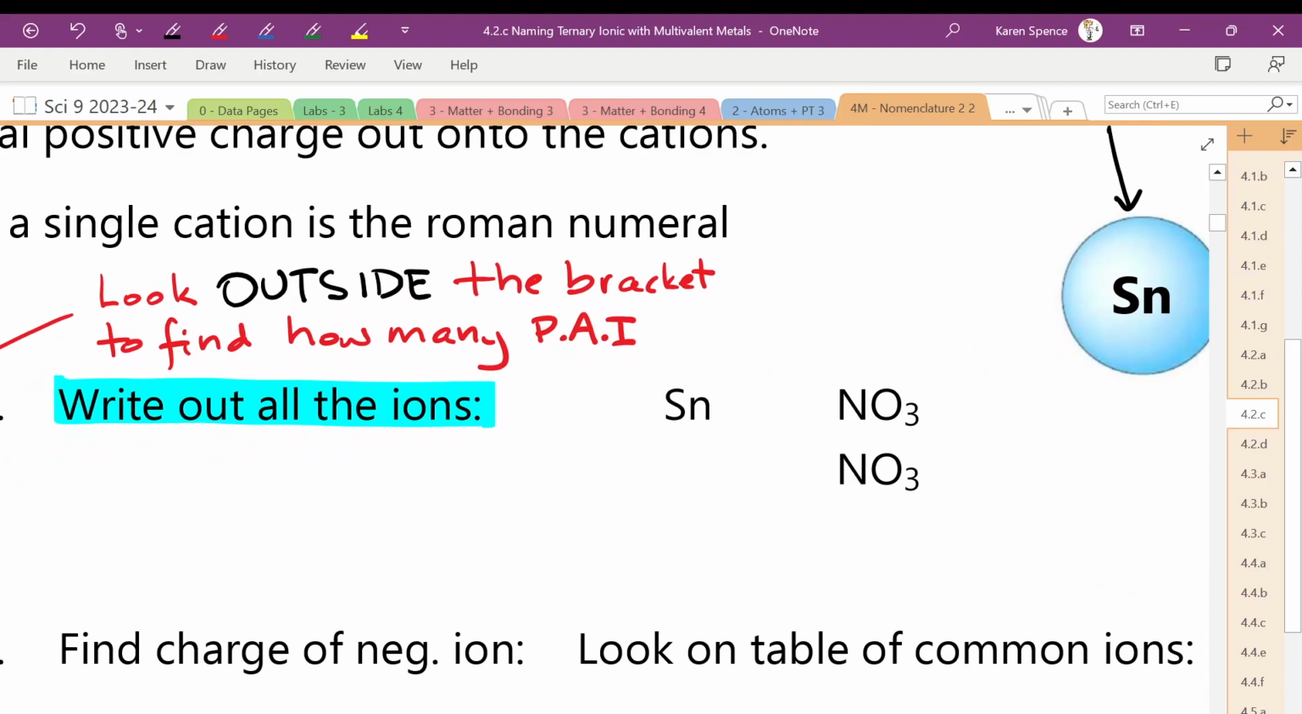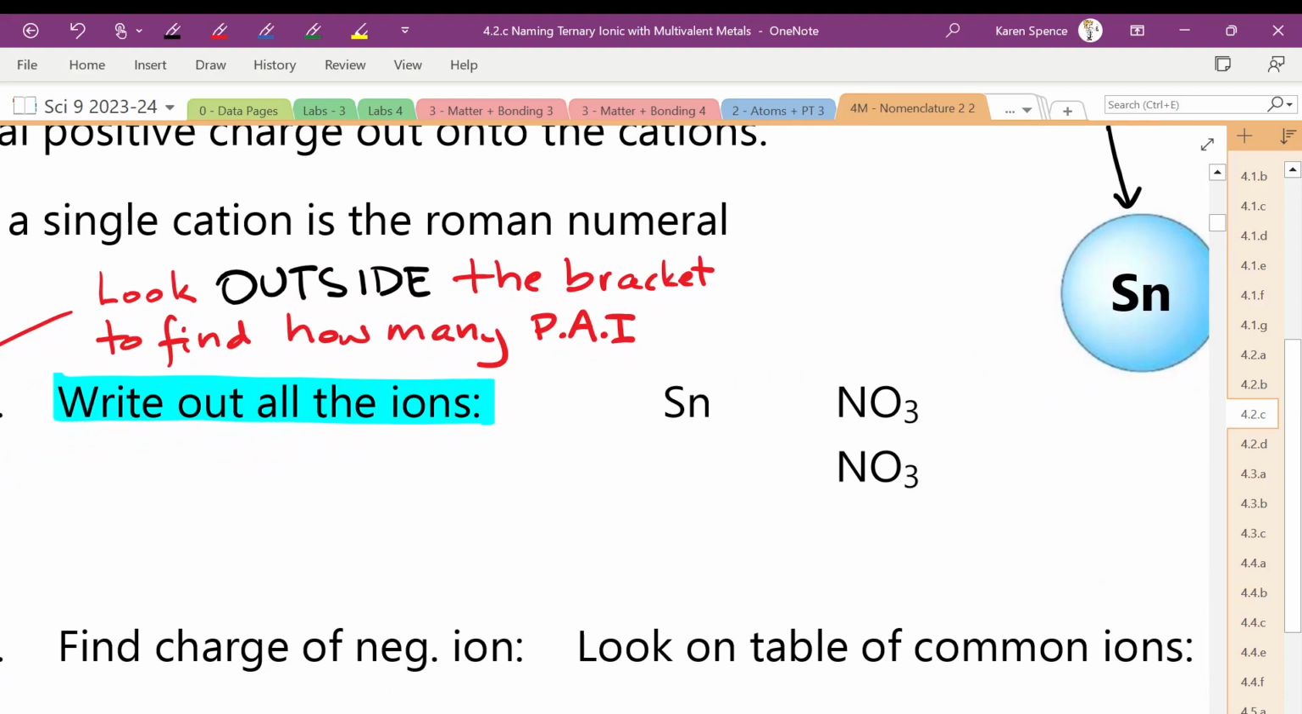So step 1, write out all the ions. Step 2, find the charge of the negative ion. So we are looking for the negative ion charge. Could you please go on your green or pink sheet and find the charge of NO3? And if you don't have one of those, please feel free to go to the front table and help yourself. There are extras there.